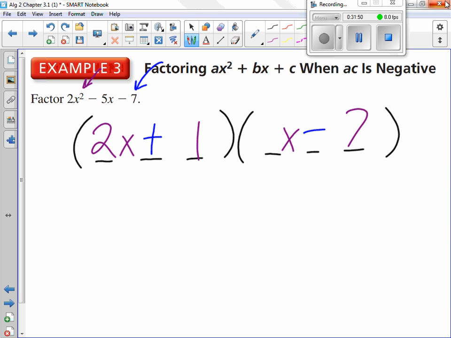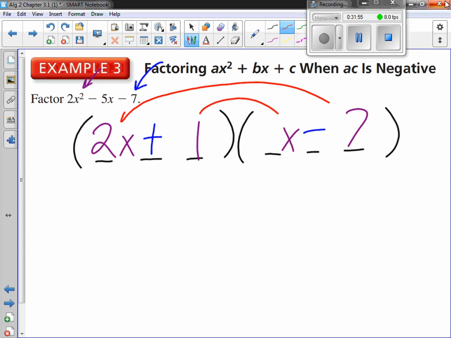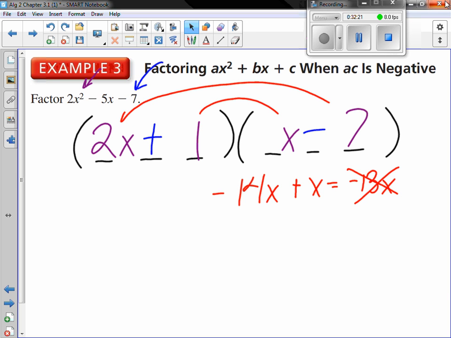So the last thing we need to do is check it. What is 2x times -7? That'd be negative 14x, yes? 1 times x is plus x, which gives us negative 13x. Is that what we wanted? Well, no, right? Let's switch 1 and 7.